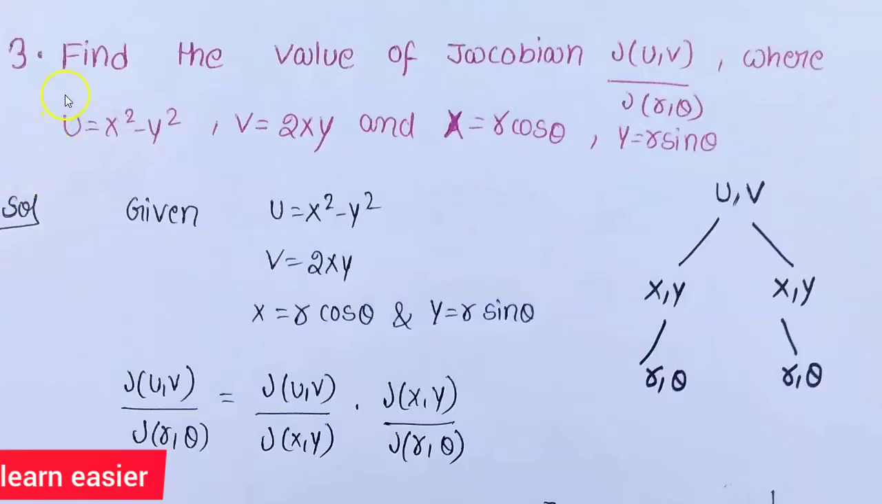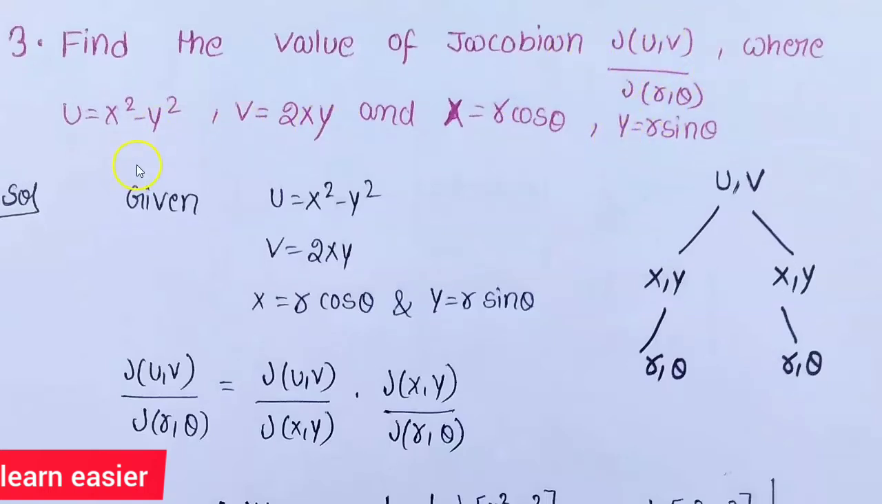So let's start the third problem. Here is the third problem. Find the value of the Jacobian ∂(u,v)/∂(r,θ) where u is x square minus y square, and v is 2xy, and x is r cos θ and y is r sin θ. So we have to find out the Jacobian.